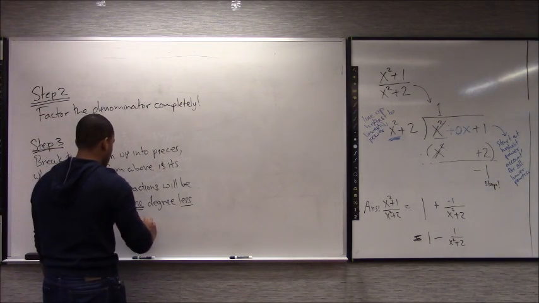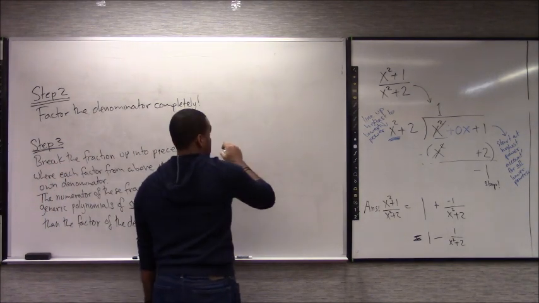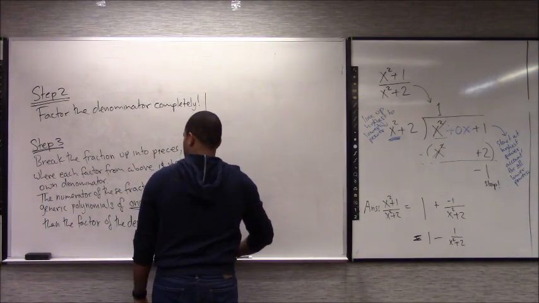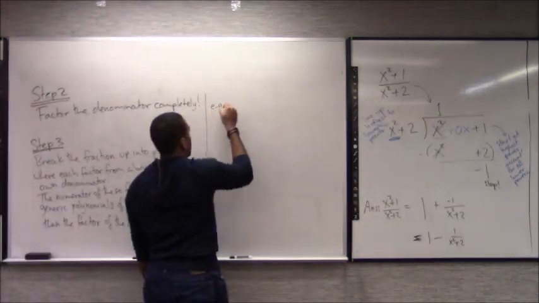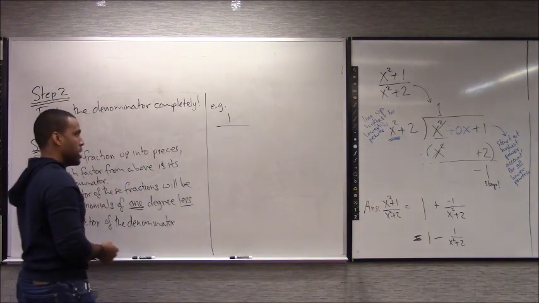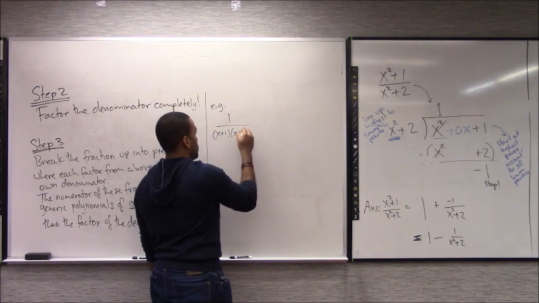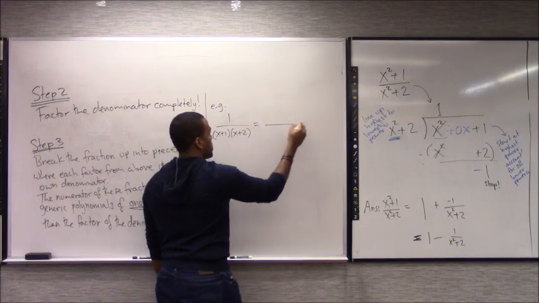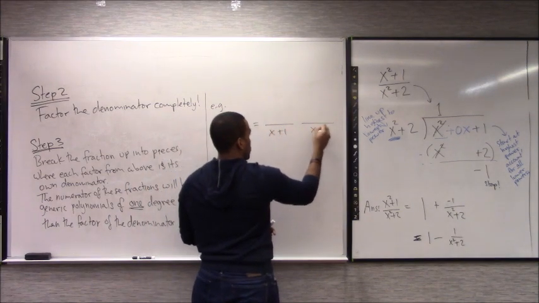Now, that's a mouthful. Let me show you some examples. If I do a bunch of examples, it should be clear what the heck I'm talking about. Okay, so let's say you have a fraction. Let's make the numerator 1 just because it's easy. The numerator doesn't really matter. But it factors into x plus 1 and x plus 2. What you do is you break this up so that each of those factors is its own denominator. x plus 1, x plus 2.